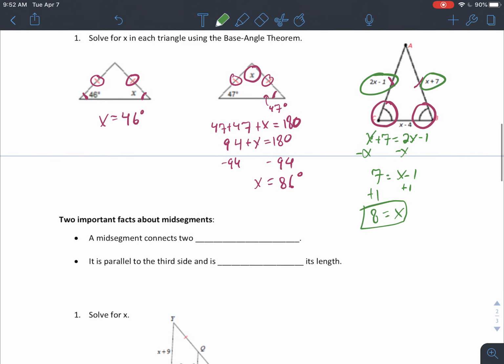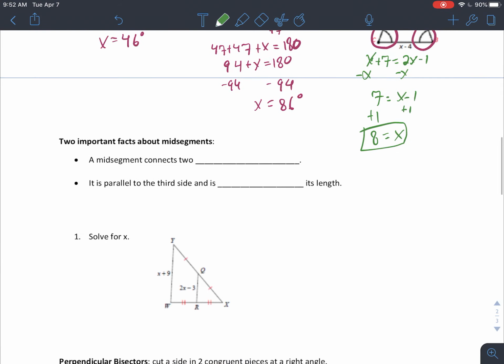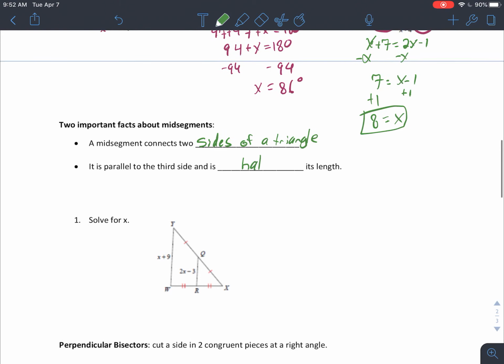All right, next page. On the next page, it says 2 important facts about midsegments. A midsegment connects two sides of a triangle. It is parallel to the third side and is half its length. So it's half the length of the third side.